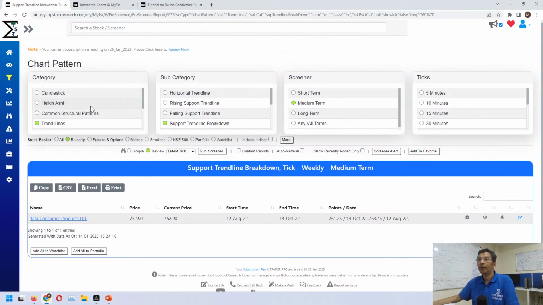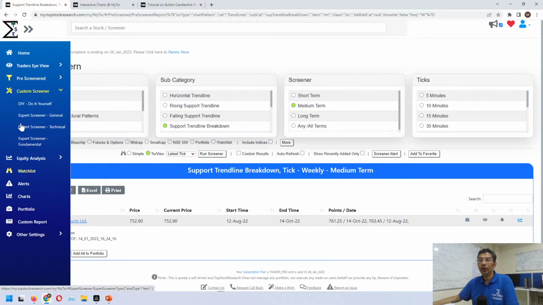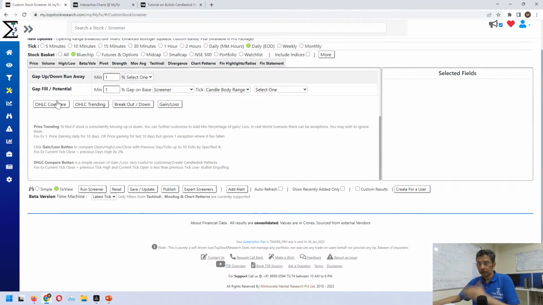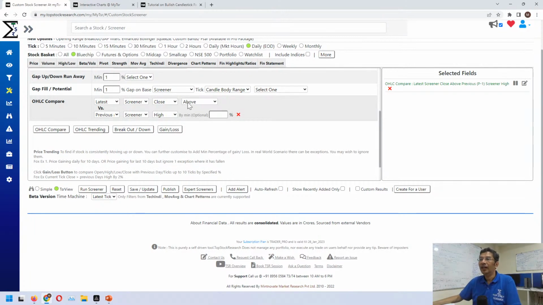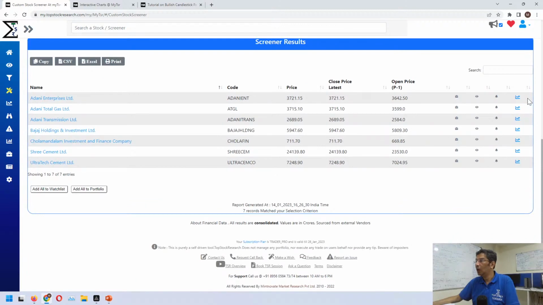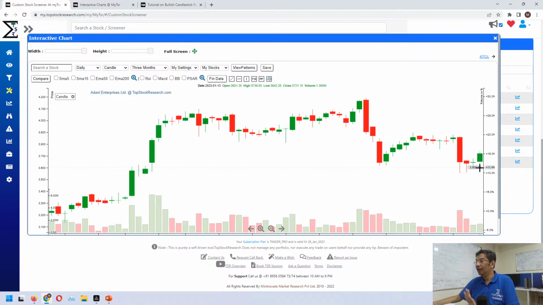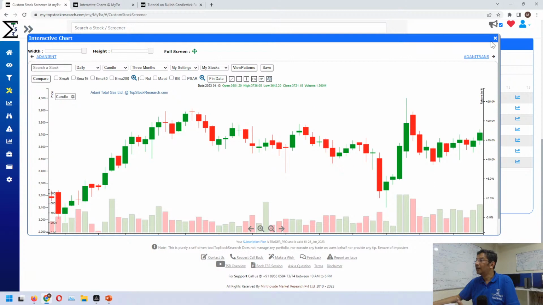Go here, again go to the DIY screener, do it yourself tool. Latest body close is above latest open, by at least, put it at 2%, so that what we get is a white, green candle. That's the first criteria: a white green candle.